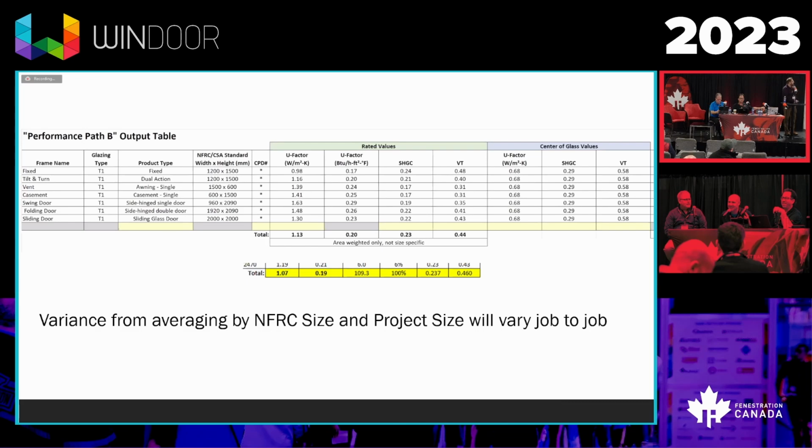And I said, let's say that this is just a fixed window, just a tilt and turn, and we'll average out the CPDs and see what we get. And although the discrepancy is not huge because the sizes are not far from the standard size, it is inaccurate. So the variance between each job is going to be different based on how big the windows are.